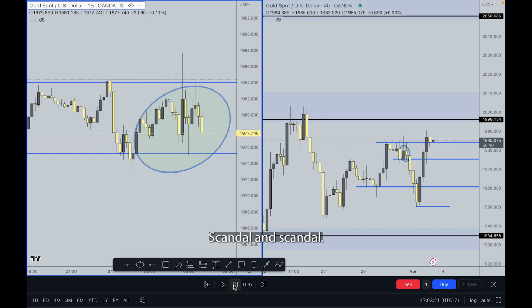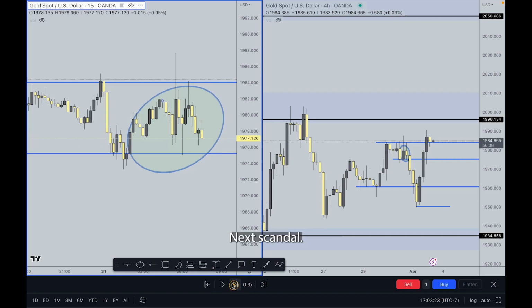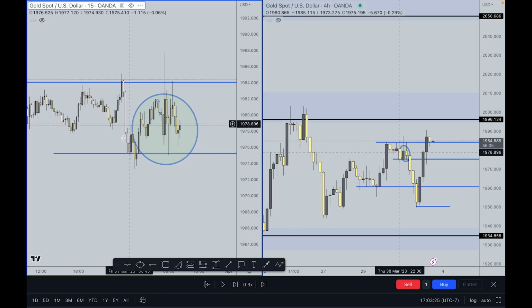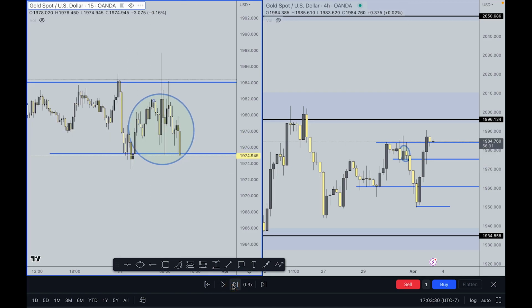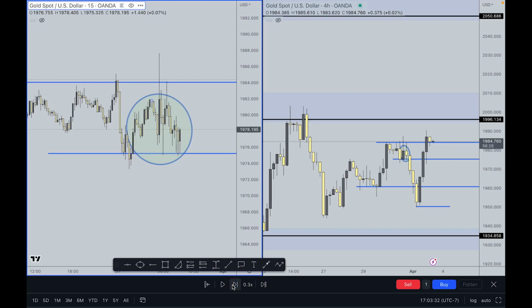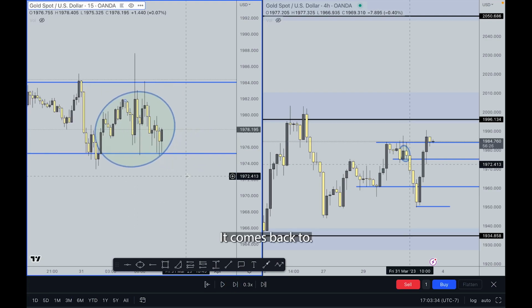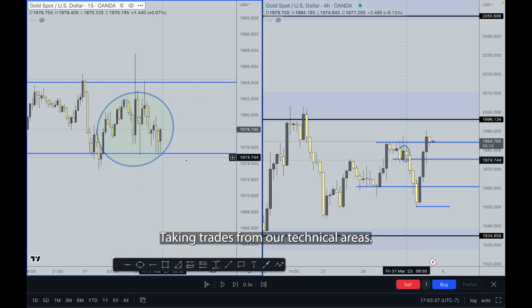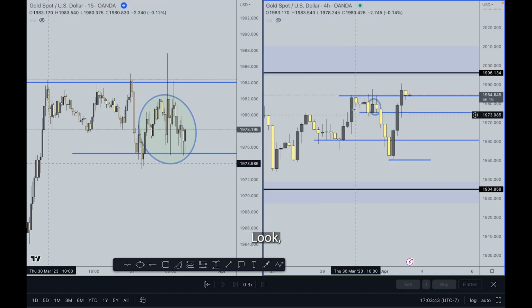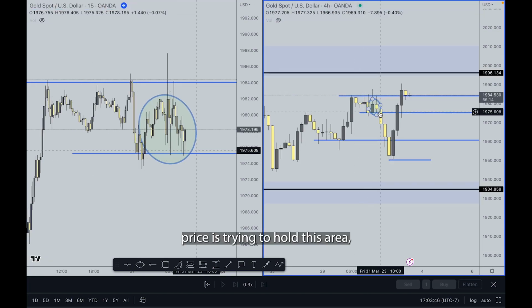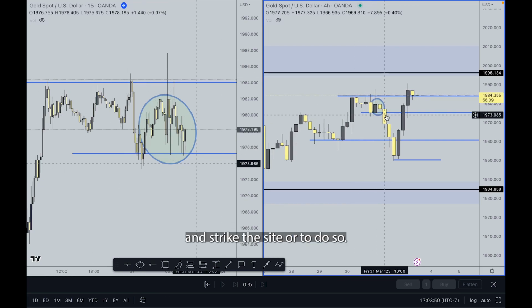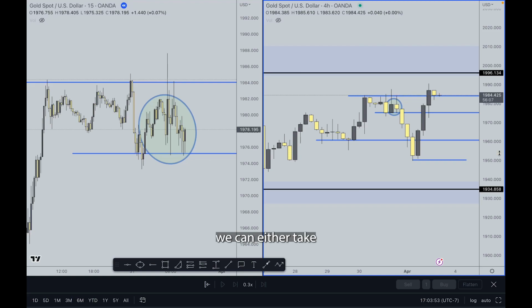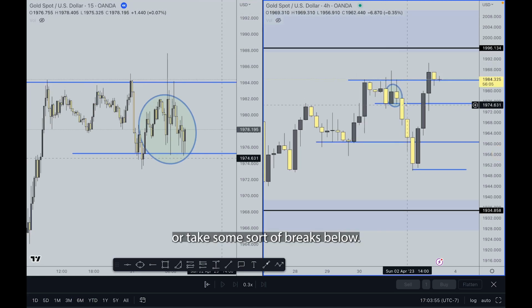Next candle, next candle, next candle. Look at this. It comes back to taking trades from our technical area. So we have an area of support here. Look, we can see price is trying to hold this area, make a lower high point. It's in a tight little range and it's trying to decide what to do. So to stay safe, you can either take the buys when it breaks above or take the sells when it breaks below.